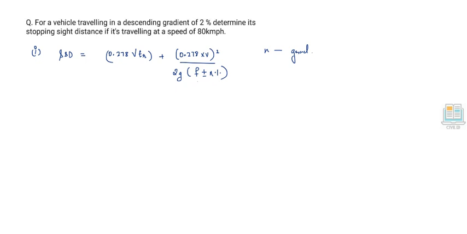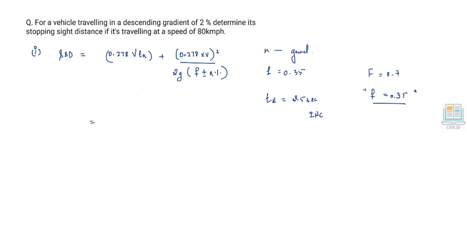So this f here is nothing but the coefficient of longitudinal friction, which can be taken as 0.35. Actually the value of the friction factor is 0.7, but since the braking efficiency is only 50%, it becomes 0.35. Coefficient of friction shall be taken as 0.35. Now the reaction time here in this case, earlier in overtaking sight distance I had considered it as 2 seconds. In this case it shall be 2.5 seconds as per IRC itself.